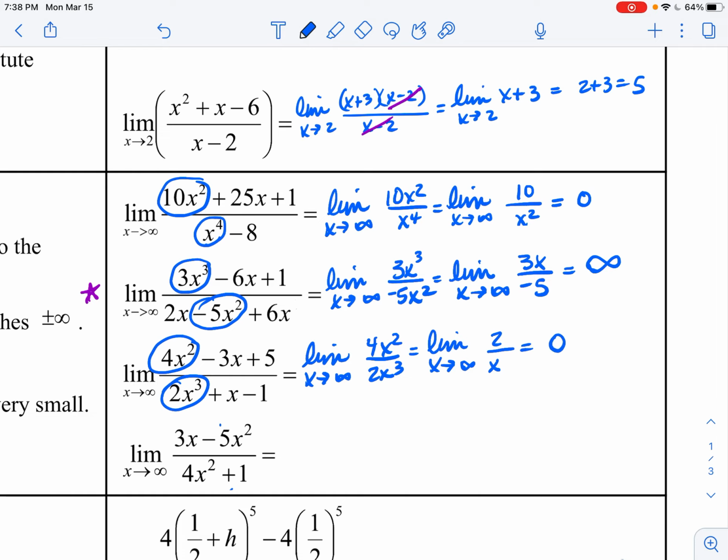And in the last example, let's see, here's my leading term. Sometimes they're not in order, so just be aware of that. The limit as x approaches infinity of -5x squared over 4x squared. This time we have that common factor, x squared, cancel that. And this is just going to end up with -5/4.